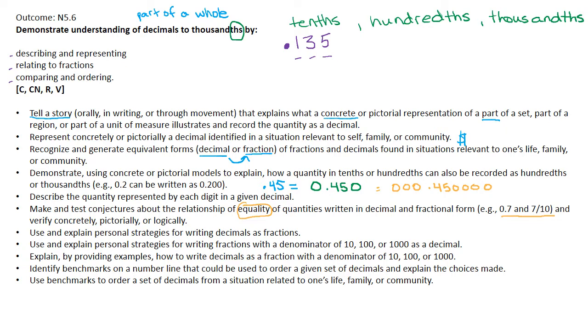Use and explain personal strategies for writing decimals as fractions. So being able to convert one to the other, back and forth, they are both representing, again, part of a whole. So if I have a whole pizza and I cut it up, I can say that I ate 0.5 of the pizza, or I can say that I ate half of the pizza. They both mean the same thing. And writing fractions with the denominator of 10, 100, or 1,000 as a decimal, and that is exactly the same thing that we just talked about, and I will show you some examples coming up.